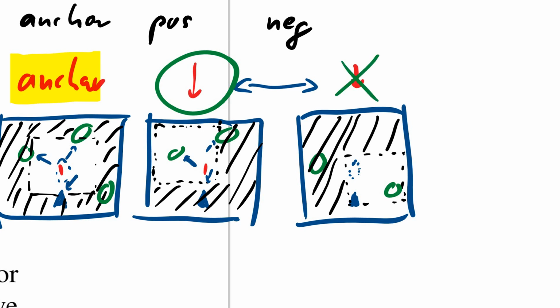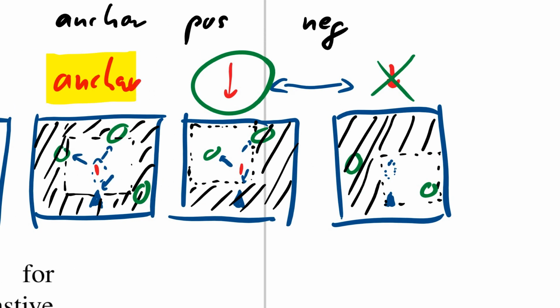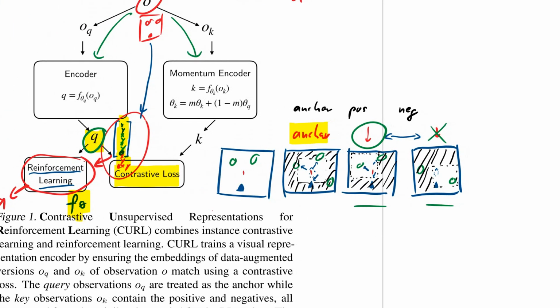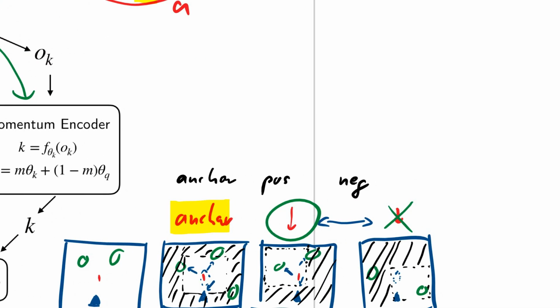So this is the task that you ask of the neural network. Give it the anchor, and you ask which one of these two comes from the same image. This is called contrastive learning. Now, it is a bit more complicated in that, of course, what you do is you encode these things using neural networks.